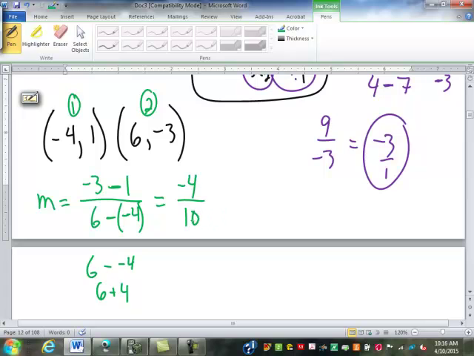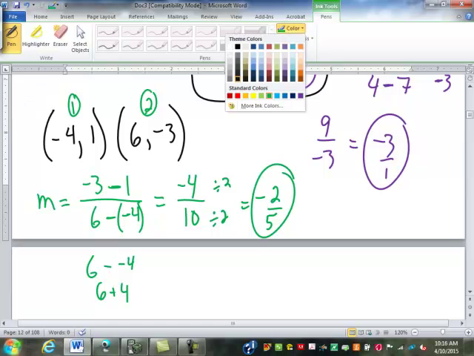So -4 over 10, both of those can be reduced by 2 to give me -2/5. -2 over 5 is my slope. -4/10 works as well. Any questions?